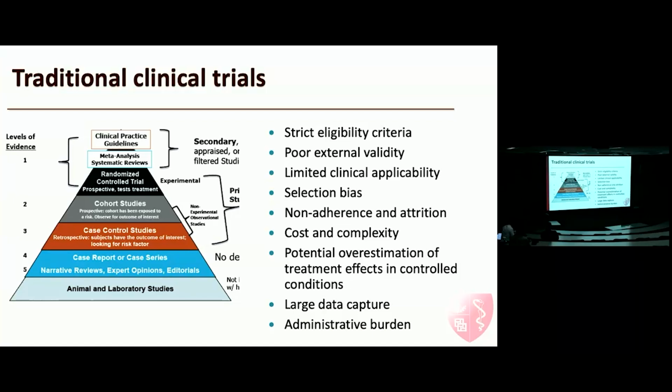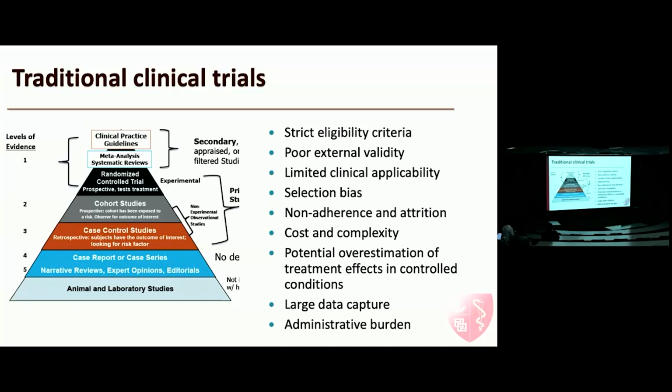There's also selection bias. A lot of these trials end up going to sites which have siloed patient populations and high trial infrastructure, but not necessarily out in the community. So traditionally, clinical trials have suffered from selection bias. There's a lot of non-adherence and attrition of participants due to strict trial protocols. The cost and complexity of these trials keep adding up.